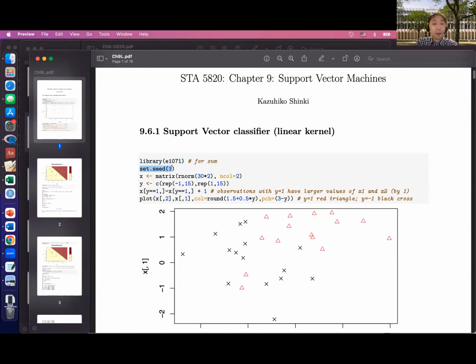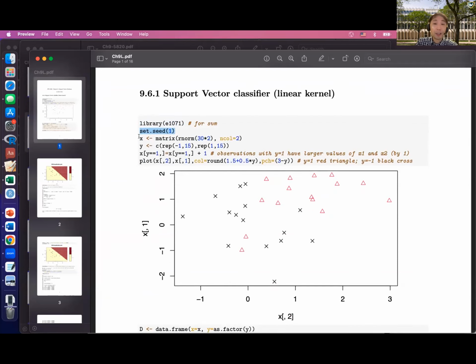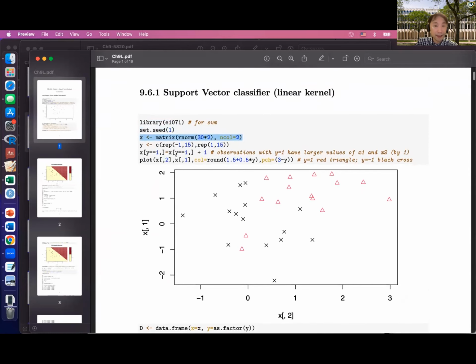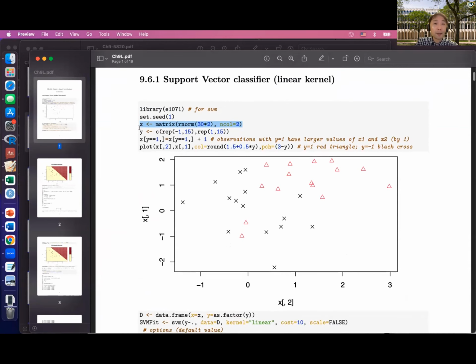And for reproducibility, I set a seed for random numbers, and I generate 30 random points on the XY plane, I would say the X1, X2 plane. For some reason I set X1 as the vertical axis. Actually, the support vector machine package shows X1 vertically and X2 horizontally. So that's the reason. And okay, so 30 observations, and we put labels on these 30 observations.